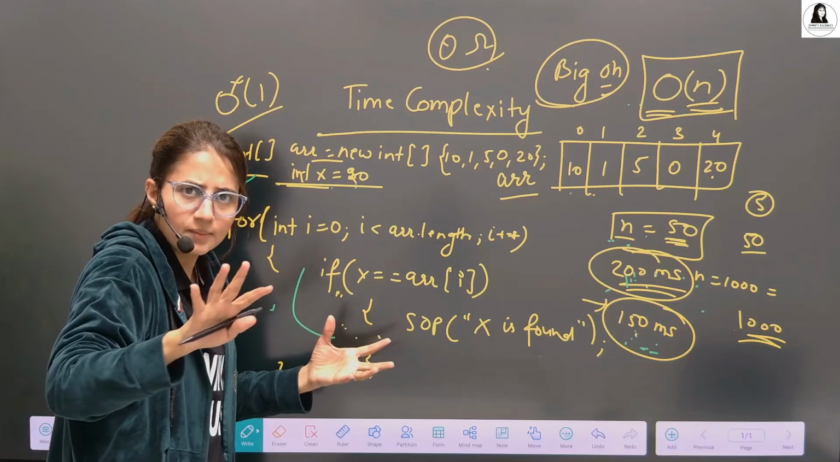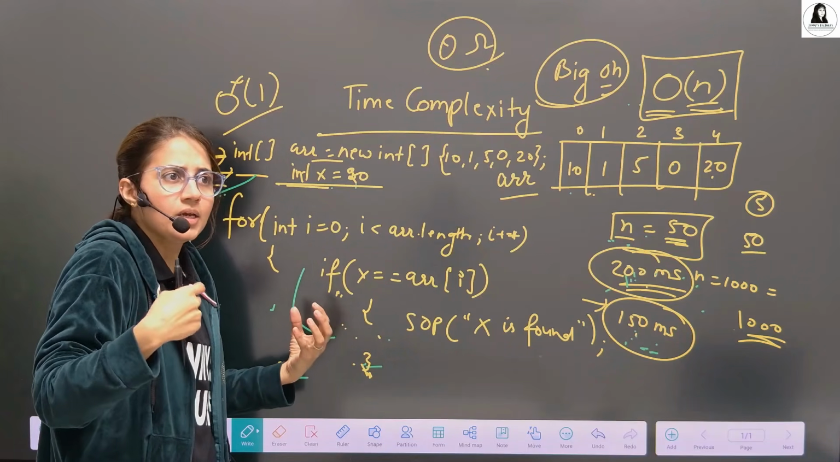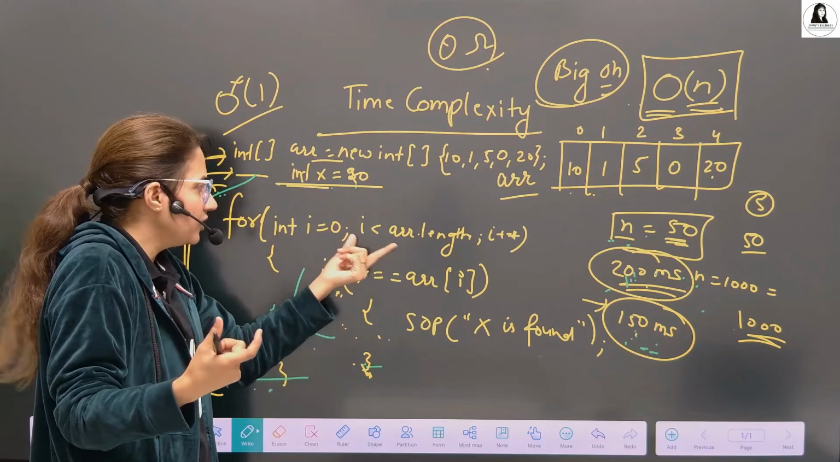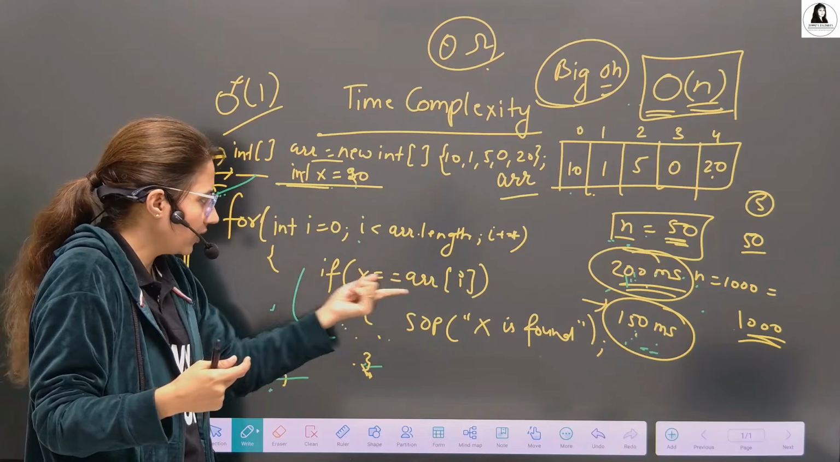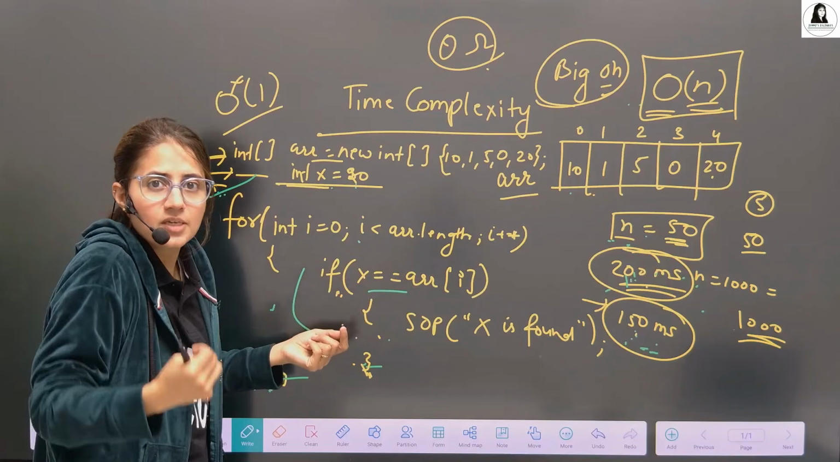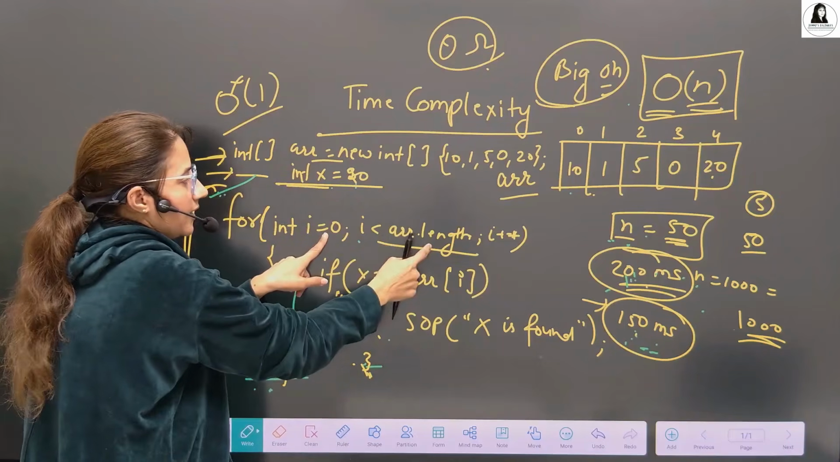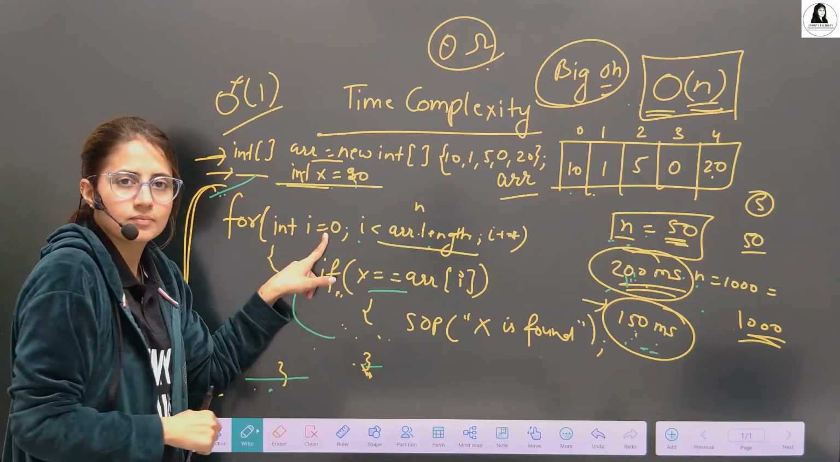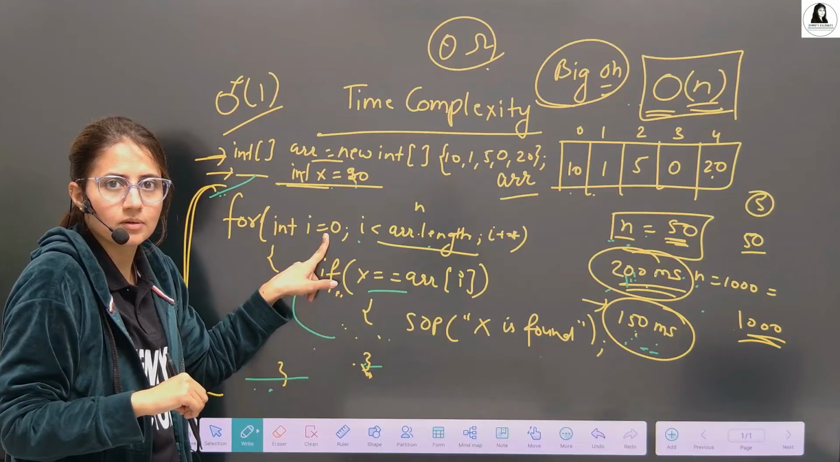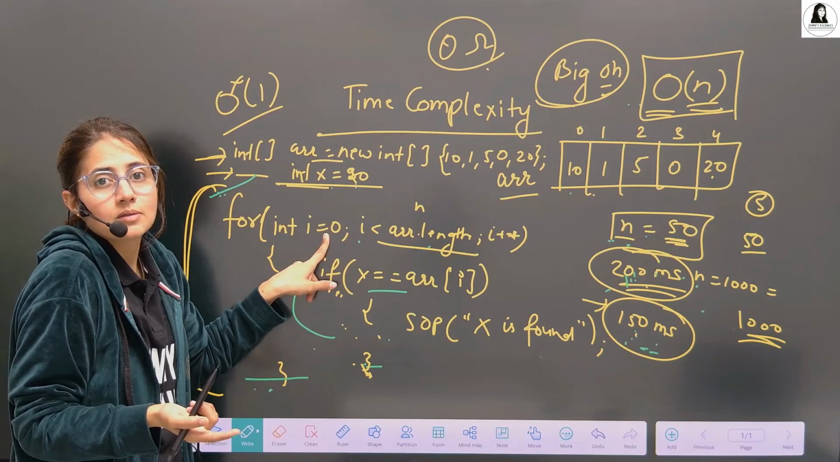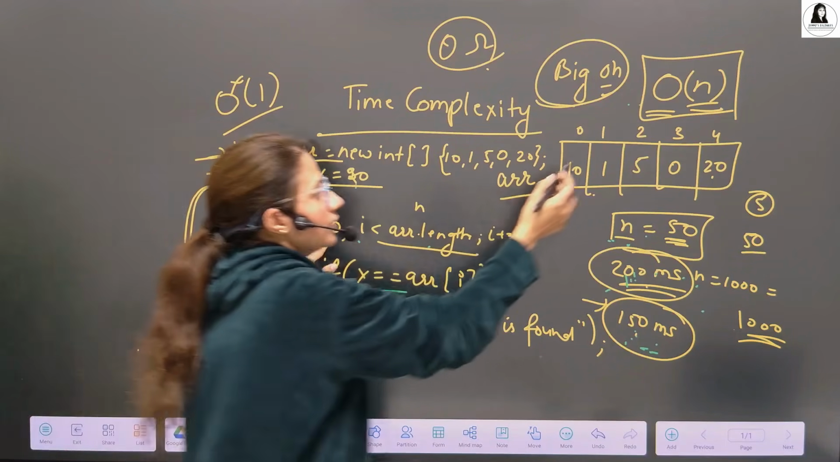Basically, you have to calculate how many operations, or how many comparisons, have been done here. The operation here is just comparing. How many comparisons are there? Starting from 0 till the array length, so 0 to n. These many comparisons are there. So the time complexity is, and we consider the worst case, order of n.